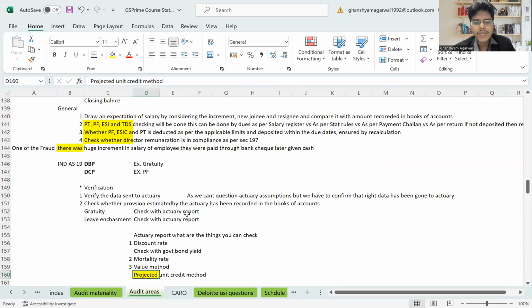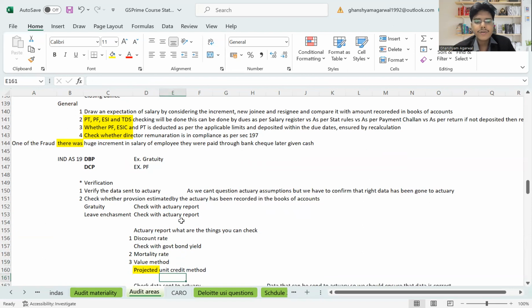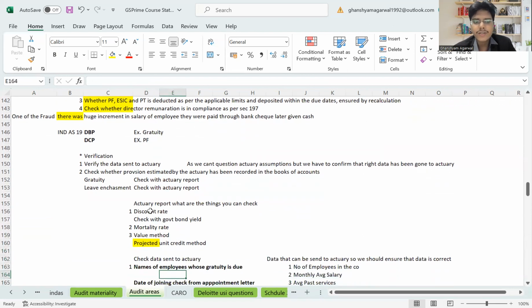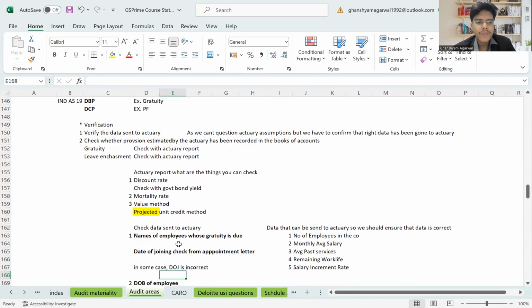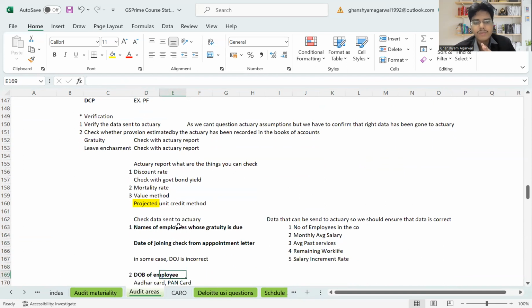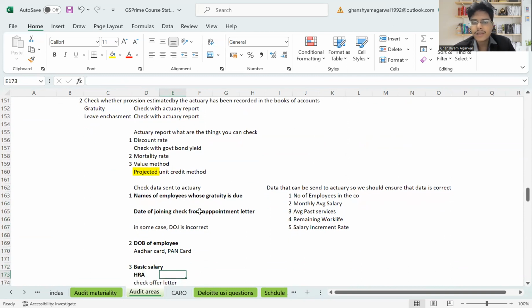Now, gratuity: check with the actuarial report, leave encashment: check the actuarial report. Actuarial report, what are the things you can check? You can check the discount rate, the government mortality rate, the projected unit credit method, which you know. Check the data sent to the actuary: the names of the employees with gratuity due, and the date of joining from the appointment letter. In some cases, date of joining is incorrect, so you can check the date of joining from the appointment letter.